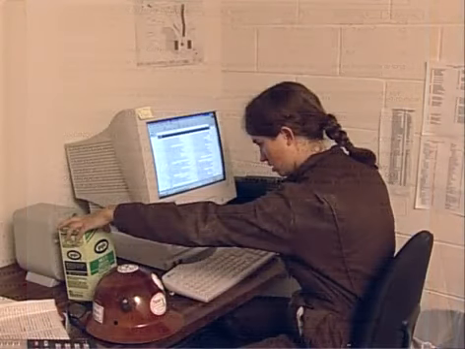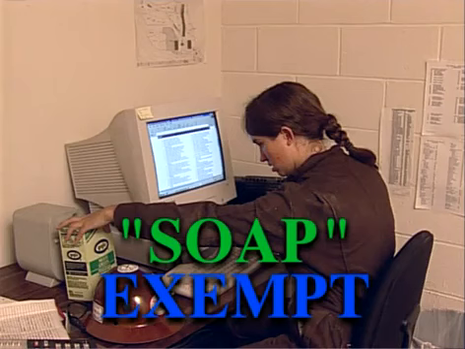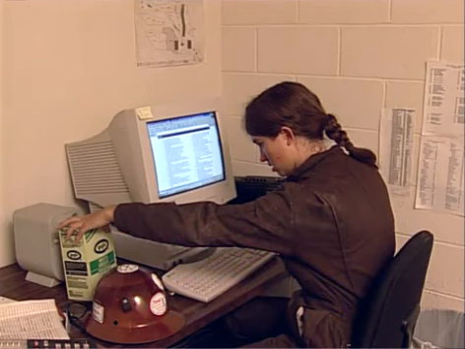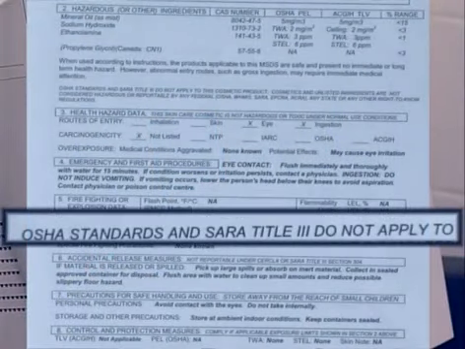Do you need to include this soap in your HAZCOM program? The answer is no. The FDA has classified soaps as cosmetics, and cosmetics are exempt under HAZCOM's definitions. Also, you can rely on the manufacturer's MSDS when it says that OSHA standards do not apply, and you can infer that it also doesn't apply to HAZCOM. HAZCOM was designed to be fully compatible with the requirements of OSHA's Hazard Communication Standard.